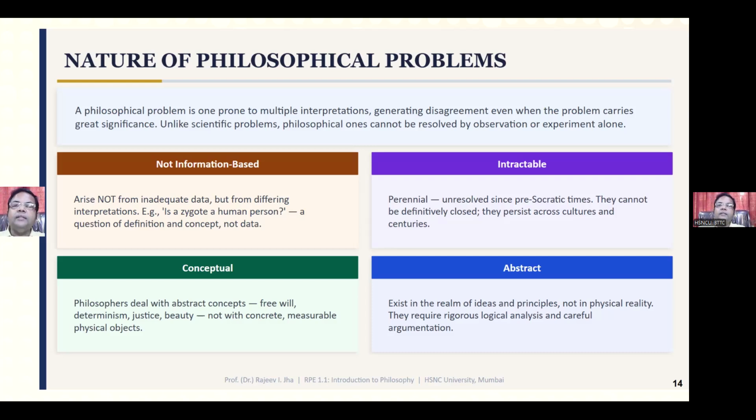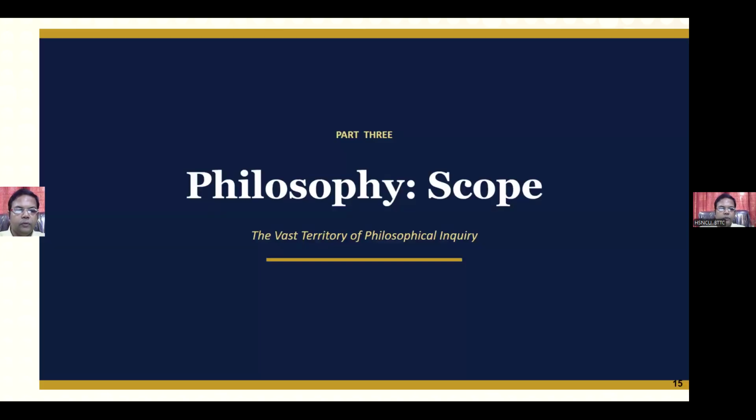We now move to part 3, the scope of philosophy, understanding the breadth of terrain that philosophical inquiry covers. Part 3, we now consider the vast scope of philosophical inquiry, its origins, its coextensiveness with human civilization, and its persistence across every domain of human thought.